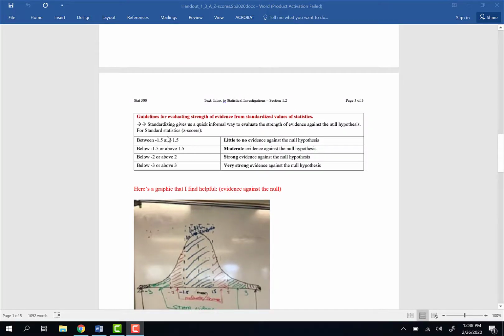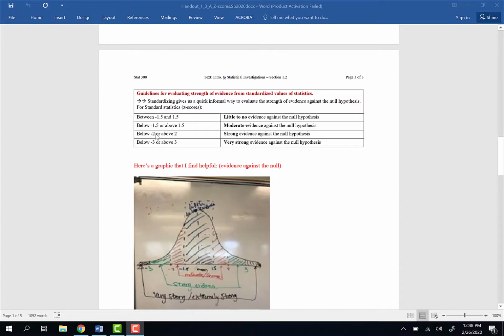So here are some guidelines for evaluating based on your z-score. Notice that if you're below -2 or above 2, that's the green line here, and if you're below -3 or above 3, that's the black line on the graphic, that is equivalent to having a very small p-value. That's why a very small p-value equates to a large z-score. Both of those tell you that your statistic, your p-hat, is in the tail end of the distribution, very far from the mean.